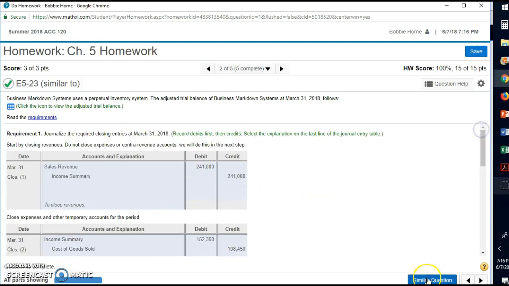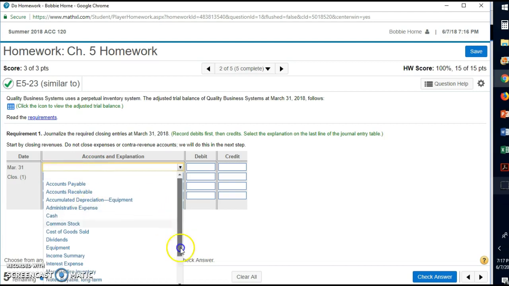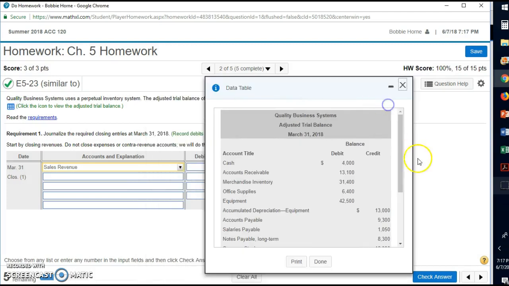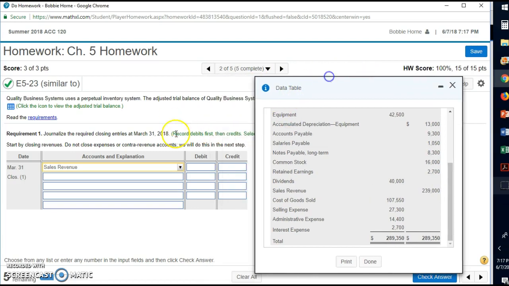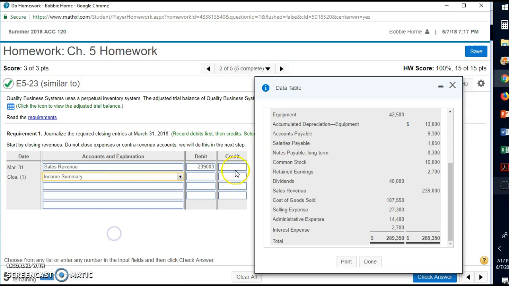Question number 2. Let's look at it. Journalize the required journal entries at March 31st. Start by closing revenue. Remember, to close revenue, revenue has a credit balance, so we debit it to close it. So revenue is $239,000. So we will debit it for $239,000, and we would credit income summary for $239,000 to close revenue.